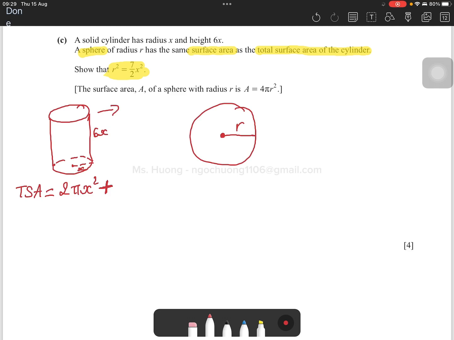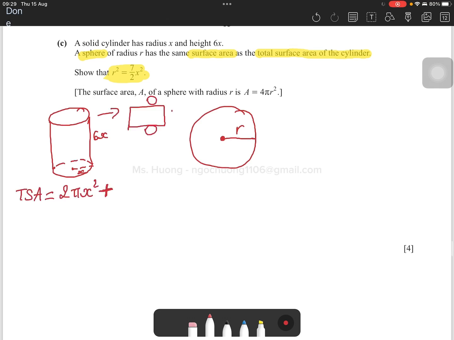When you unfold a cylinder, it will be like this. The curved surface area is equal to the circumference multiplied by the height. The height is 6x. The circumference is 2 pi x. So we say that the curved surface area is 2 pi x multiplied by 6x. So this one is equal to 2 pi x squared plus 12 pi x squared, which is 14 pi x squared.